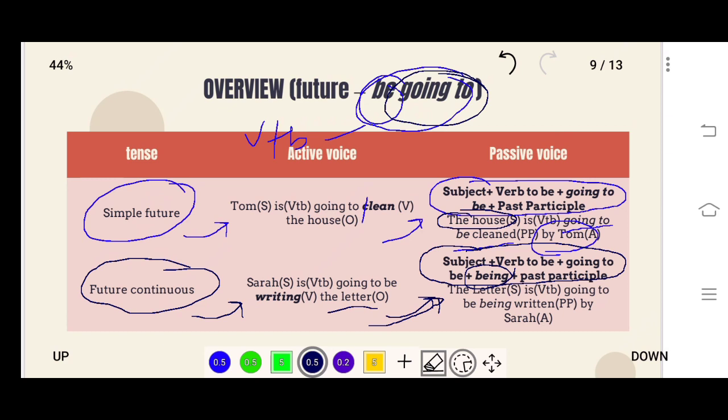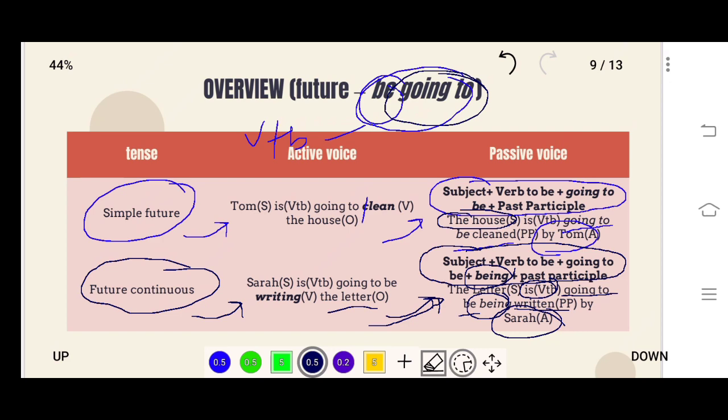Okay, let's see the answer. The letter becomes the subject, and then is becomes the verb to be, going to be, and then we add the word being, and then we add the past participle of writing, which is written. So written by the agent, which is Sarah. Okay, so far so good. If you don't understand, you can go back to the first one and try to learn it again and understand it better.